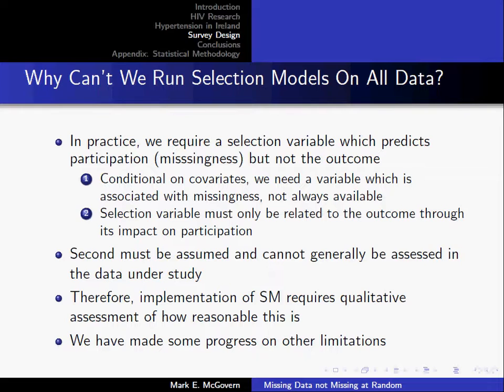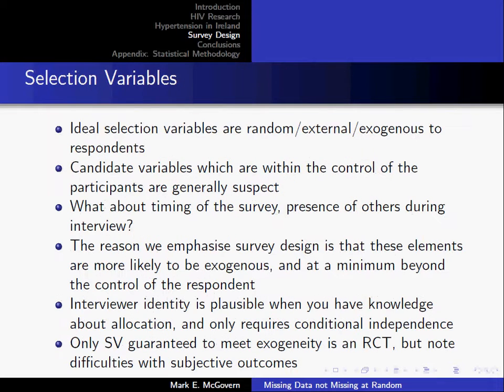We've made some progress on the other limitations, so I was talking about bivariate normality. And again, that's still an issue, but I think we've at least made some progress there. So the ideal selection variables are going to be exogenous to respondents. The candidate variables which are within the control of the participants are generally not a good idea. So for example, the timing of the interview, maybe people who get interviewed at night are less likely to take part in the health assessment or answer questions on income. Is that a good idea?